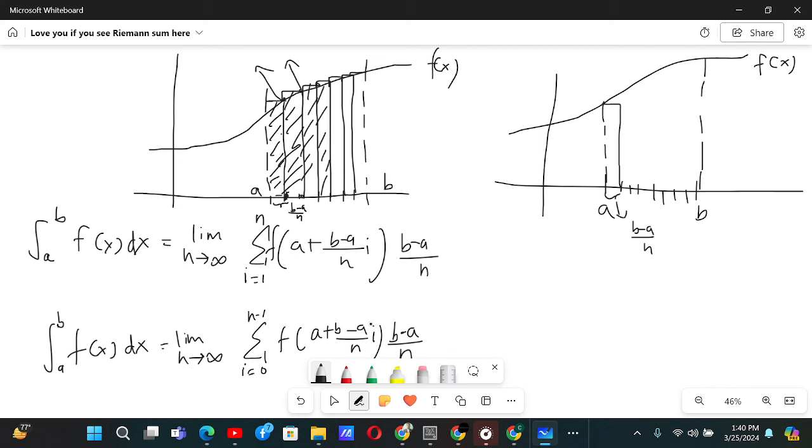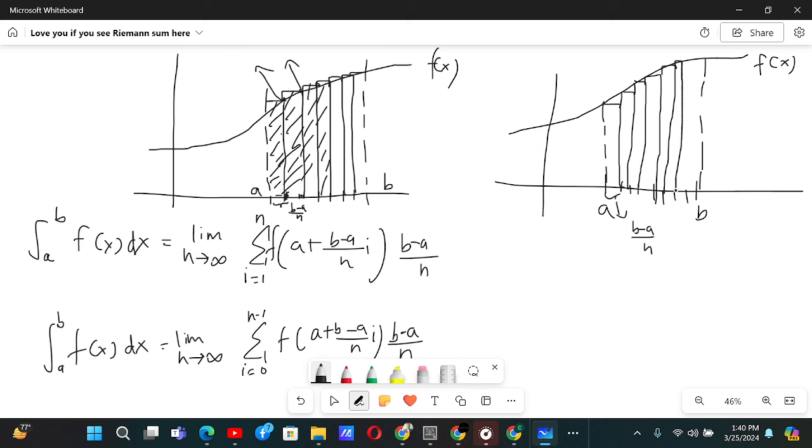And now the next area is when i is 1, so corresponding to this we have this height. The second area is this, and the third area is this. So the sum works like this, it finds the sum of these areas. When n goes to infinity, this also corresponds to the actual area under the curve.